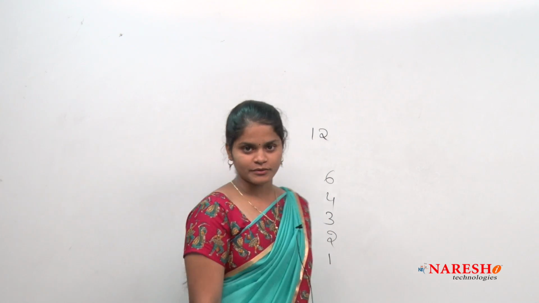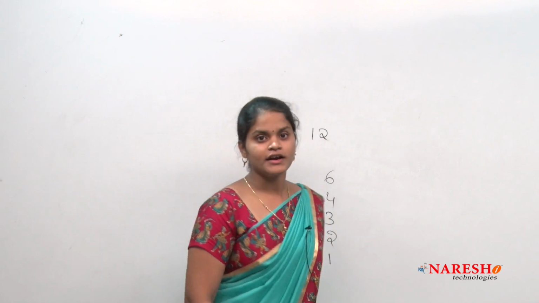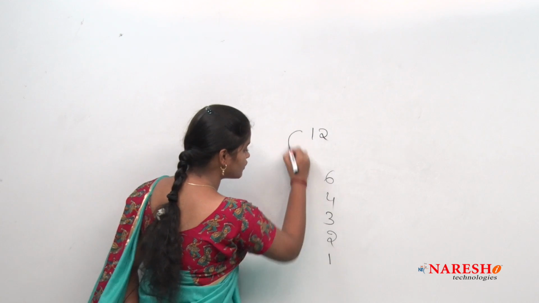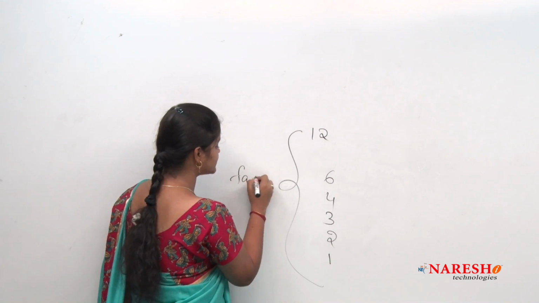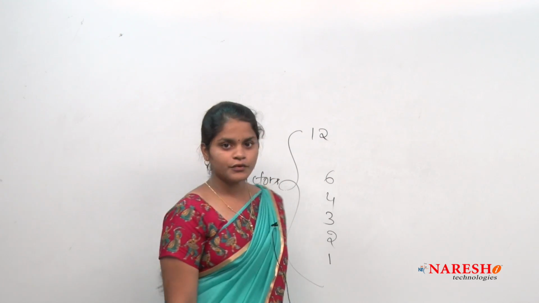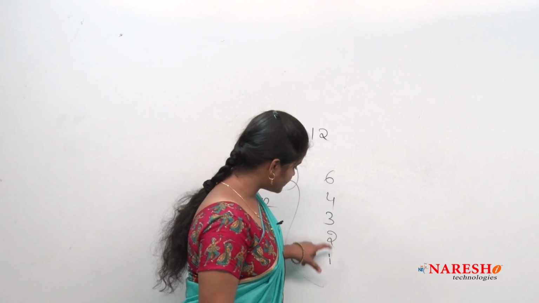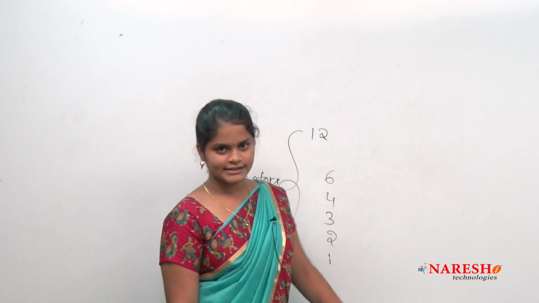Remember one more thing, every number is a factor of itself. So 12 is also a factor of 12. Now these all are considered as factors for 12. Therefore, how many factors are there for 12? 1, 2, 3, 4, 5, 6. So we have 6 factors for 12.